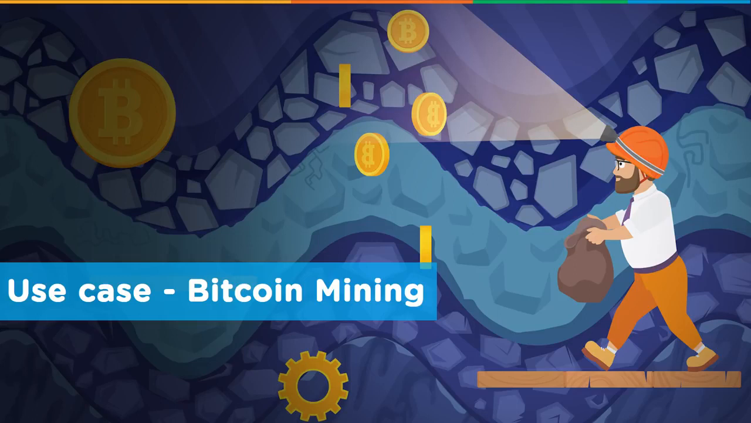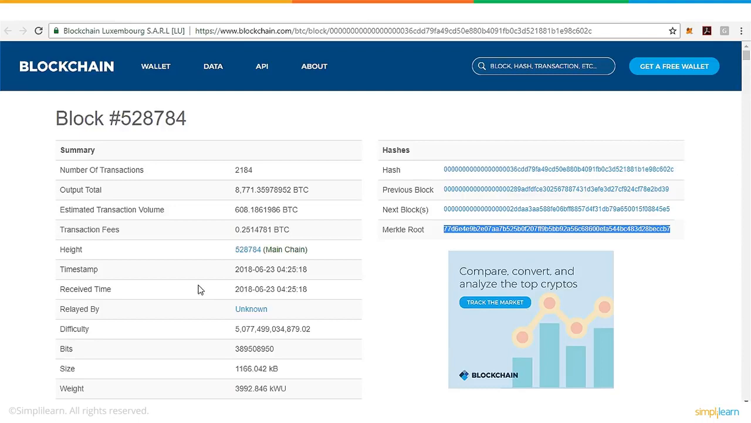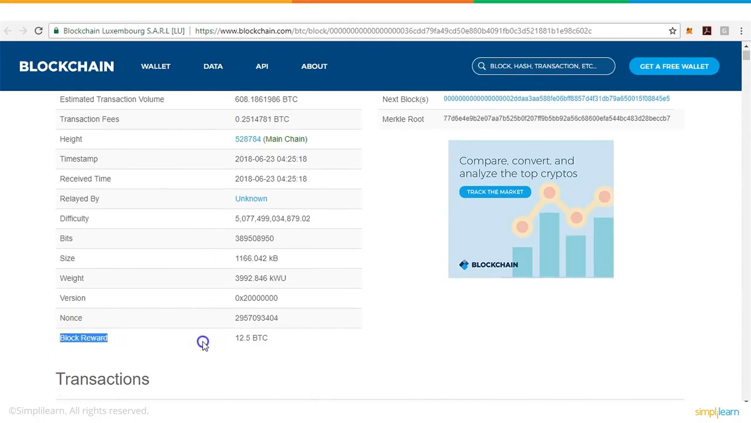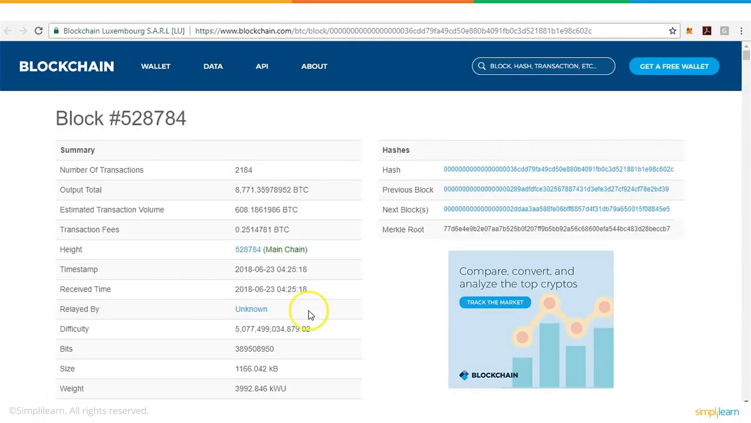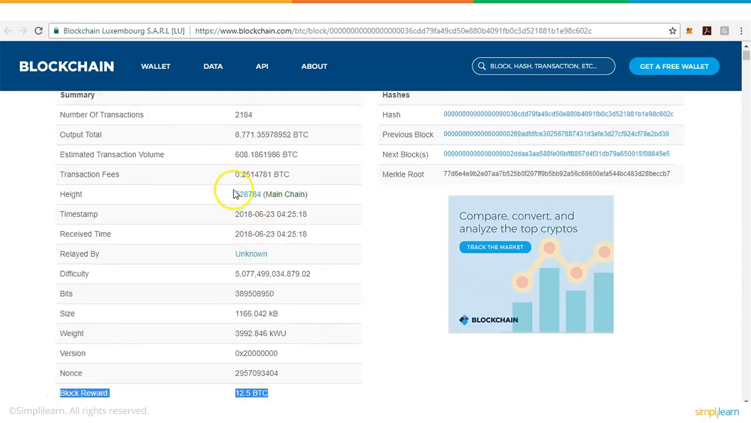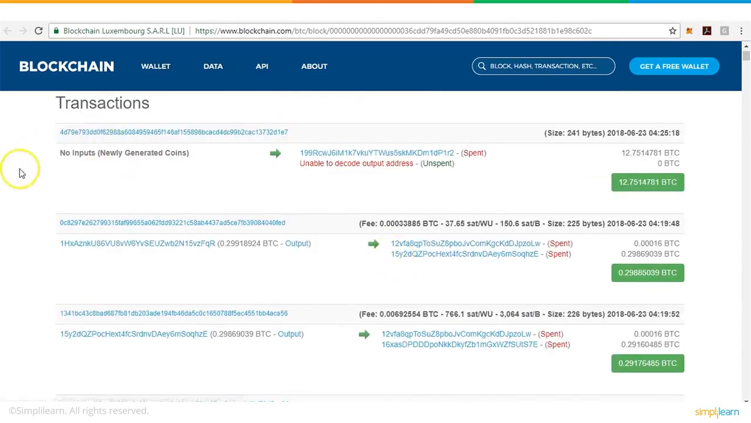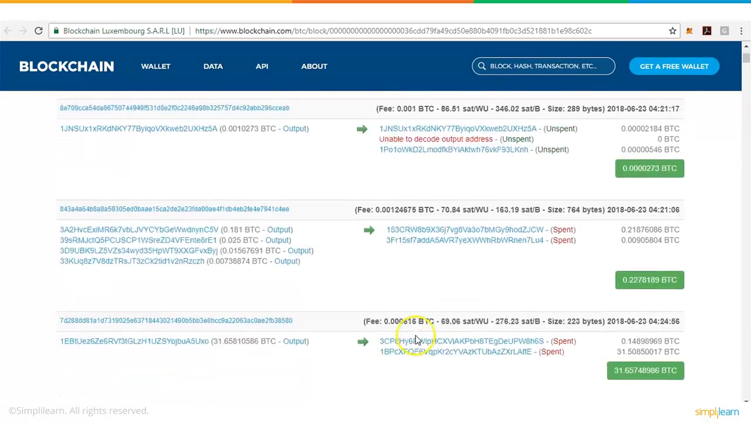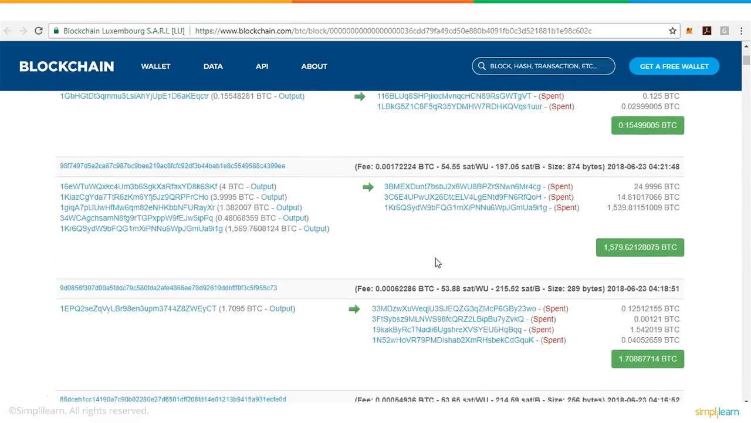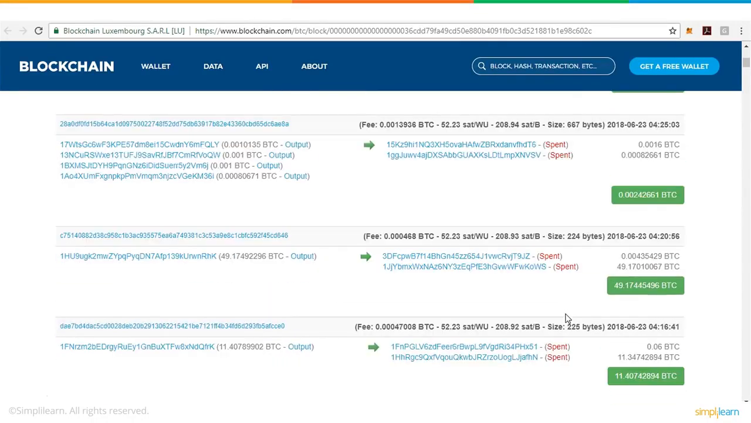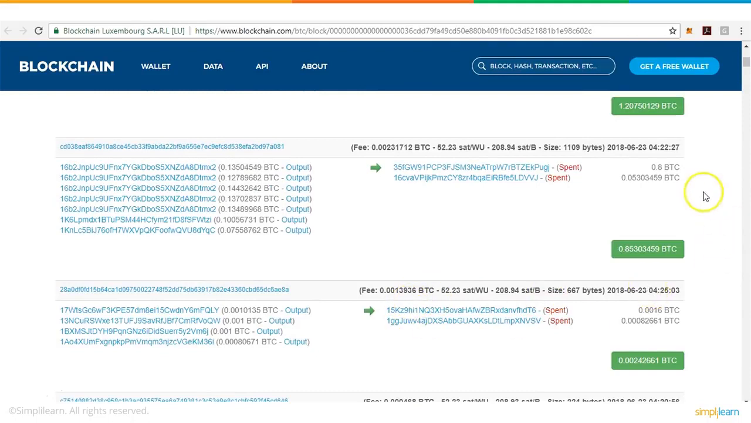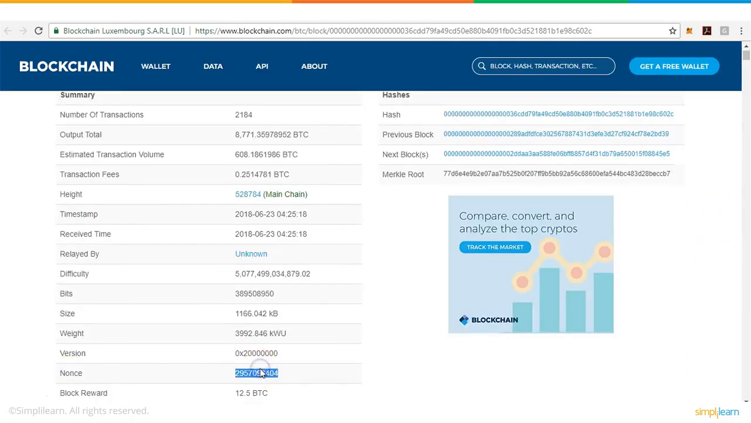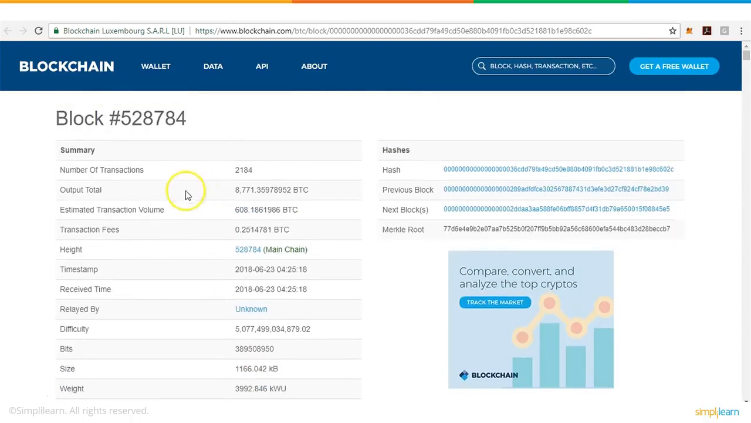Now let's take a look at a demo on how you can see the Bitcoin reward. This is an actual block of the Bitcoin network. As you can see, this is a block and this is the block reward, 12.5 Bitcoin. So this was a block which was mined. This is the block number and these are the set of transactions which were part of this block. Once this block was mined by the miner, all these transactions were done. These are the transfers of Bitcoin from one account to the other. This is the nonce which was generated by the miner or the mining pool in order to mine the block.